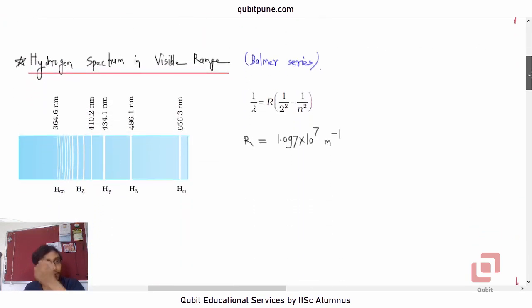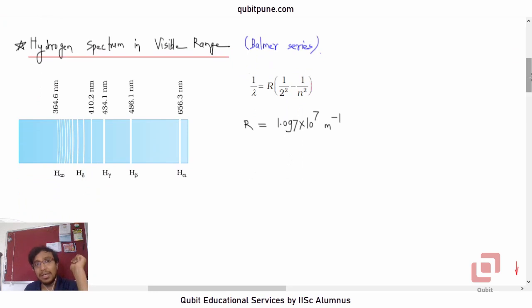Now, what was lacking a theoretical explanation was the spectrum of hydrogen in the visible range. It had some colored lines in the visible range, and this was named the Balmer series. This series of lines is named the Balmer series. So this fellow was a teacher in a school. He wrote a paper in which he gave this empirical formula.